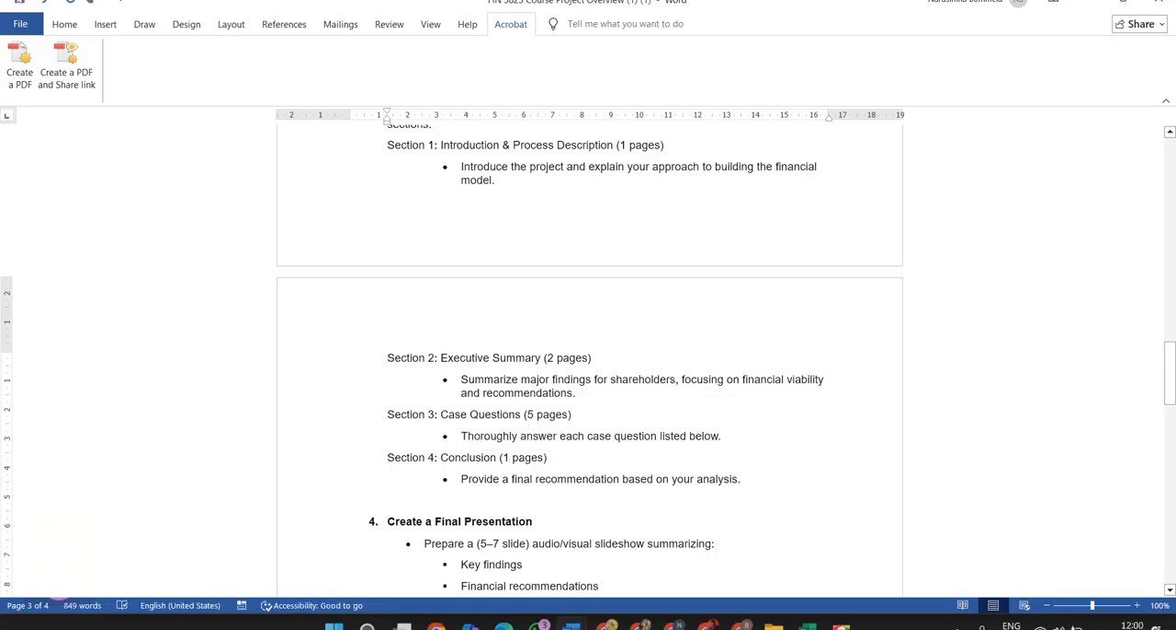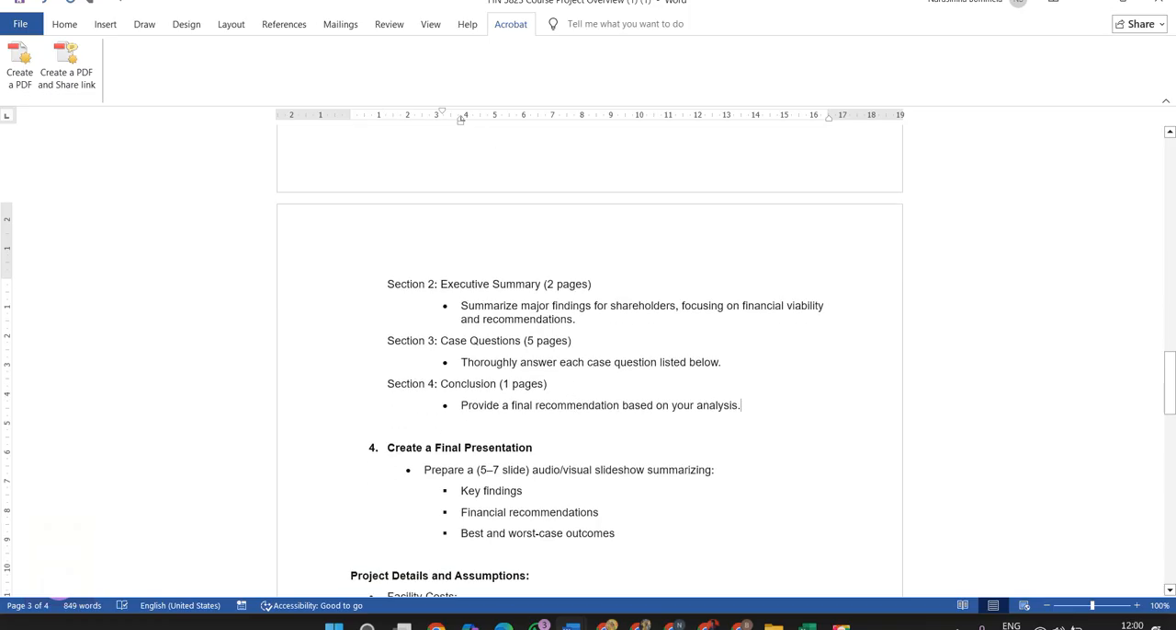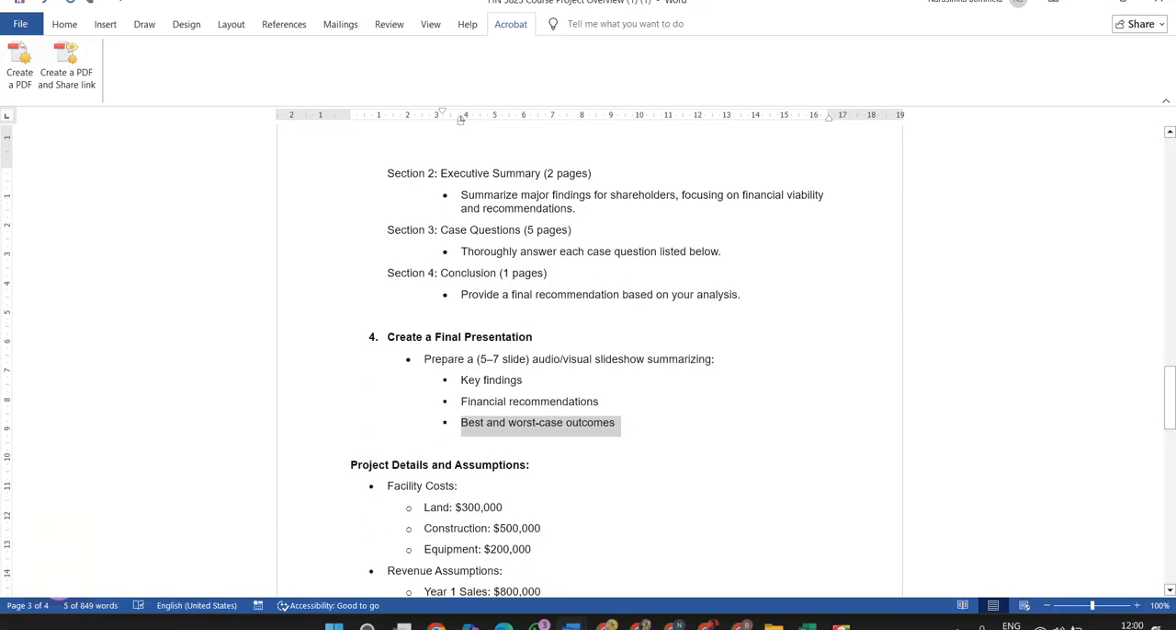So what final recommendations do you make about the project? And along with this, just finish your slides too. 5 to 7 slides is enough. Your slides should speak to the introduction to the project, a screenshot of your model, and your key findings. Mention the financial recommendations, and what the best case and the worst case are according to your assumptions. That should be mentioned in your document.